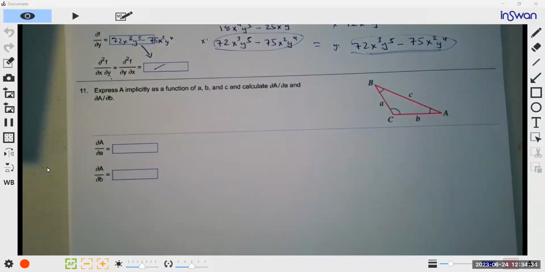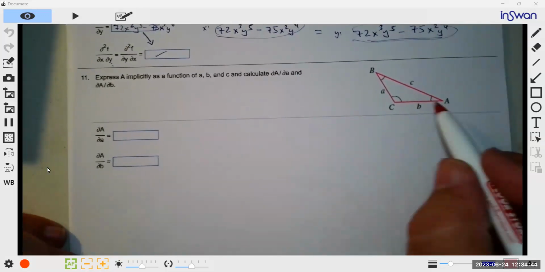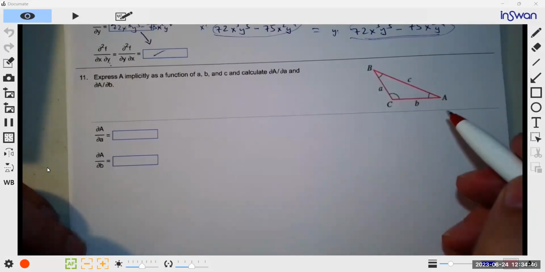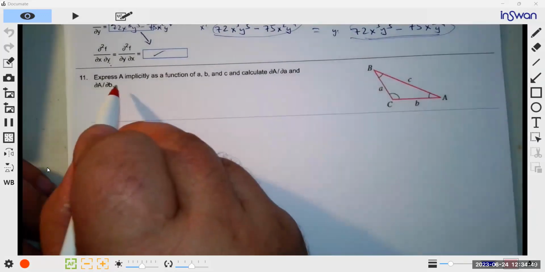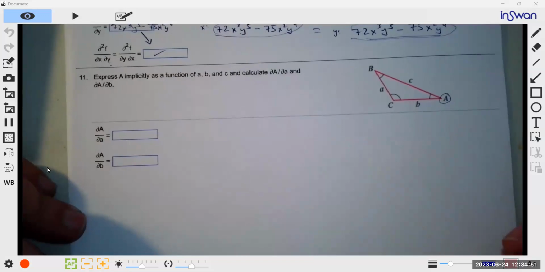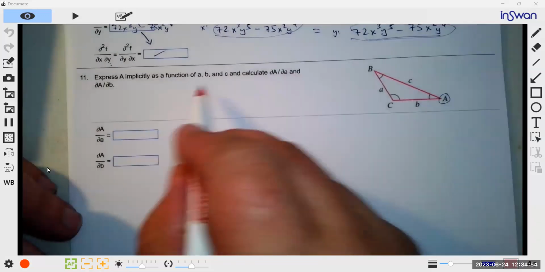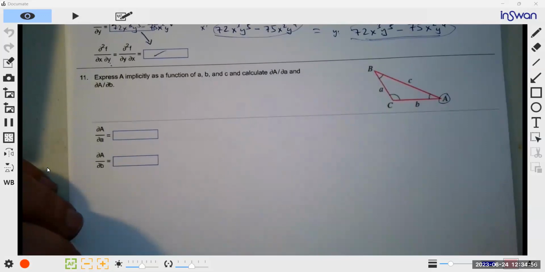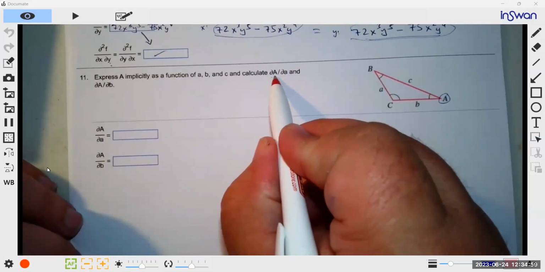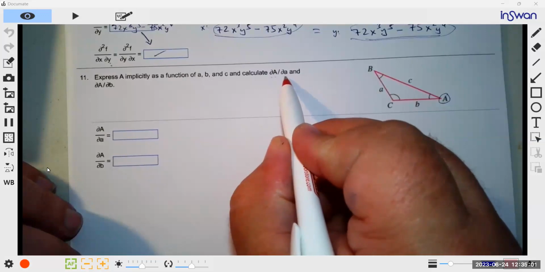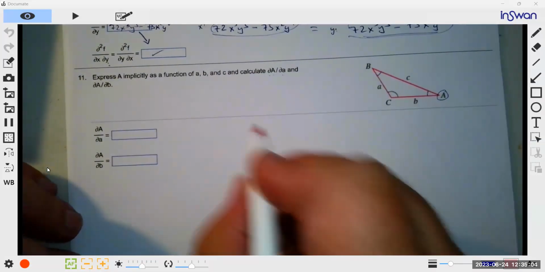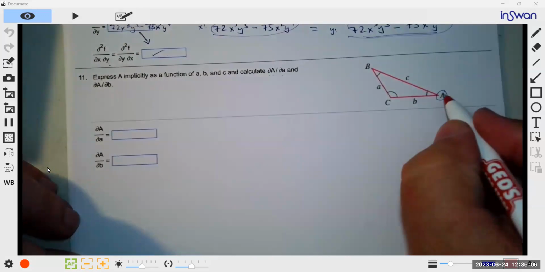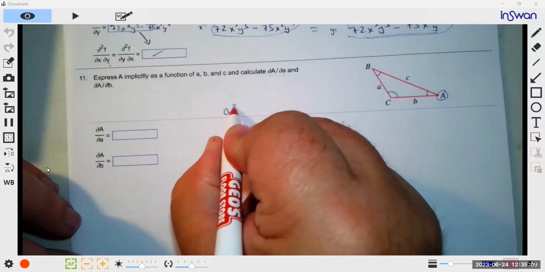Now number 11. With this one, we have to use a little bit of trigonometry because we're given this obtuse angle triangle, and we want to express a implicitly as a function of a, b, and c. And then we're going to calculate the partial of A with respect to a and b. Because we're trying to find this, we have to use this formula.